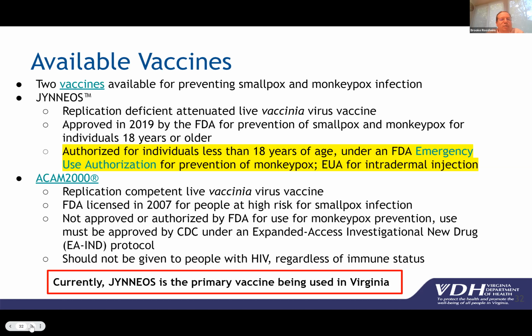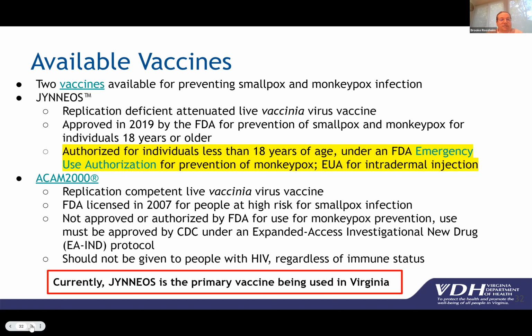People may remember or may be familiar with ACAM 2000 because it was licensed in 2007 as a vaccine for people at high risk of smallpox. And when you use ACAM 2000, you use a bifurcated needle, and then what you do is you jab the person 15 times over the deltoid muscle.